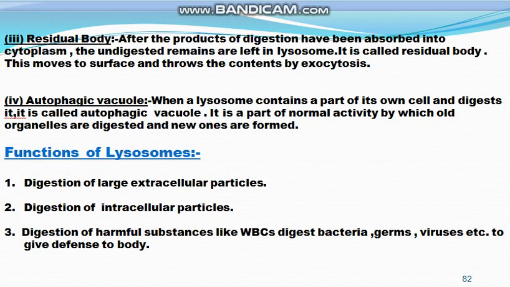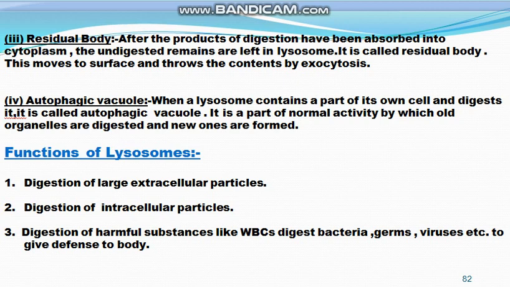Then next comes the residual body. What is a residual body? After the products of digestion have been absorbed by the cytoplasm, the undigested remains are left in the lysosome, and it is called a residual body. This moves to the surface and throws the content out by exocytosis.